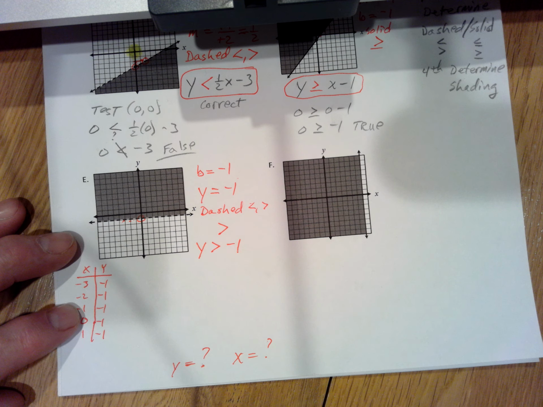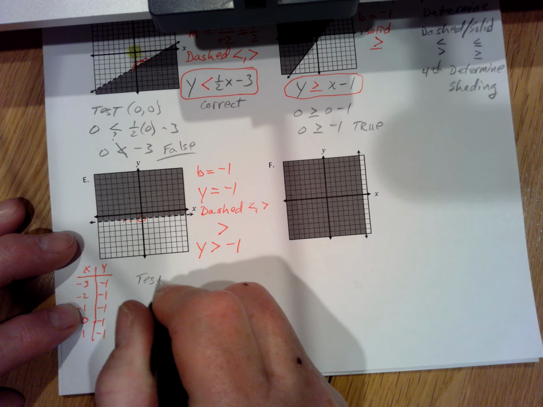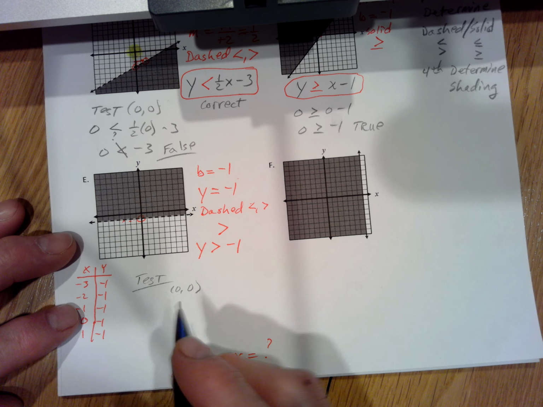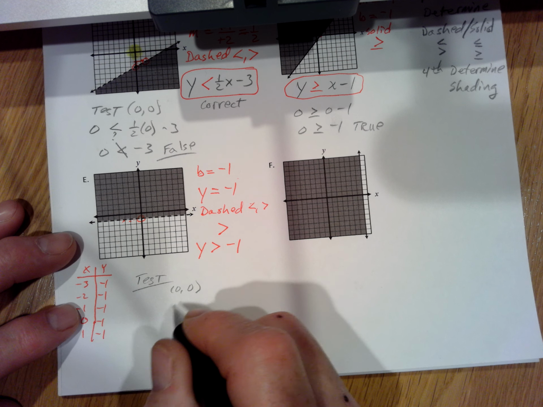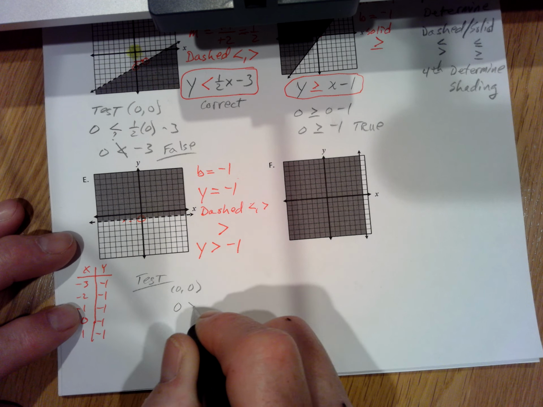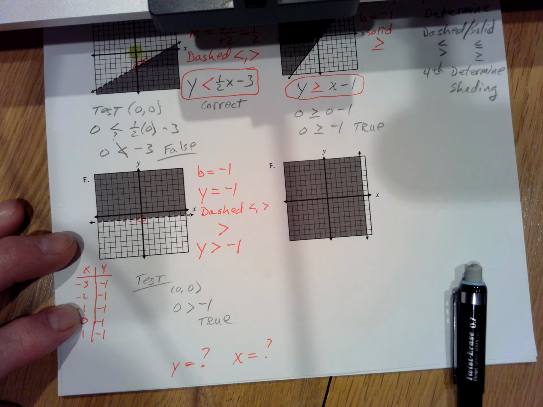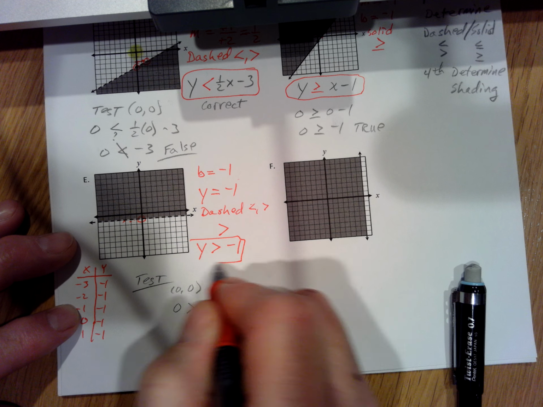Test. Okay, I'm going to use 0, 0. Well, there is no x to plug in, so I just plug in 0 for y, and I ask myself, is 0 greater than negative 1? That's true. Hey, guess what? That is our inequality right there. And it's dashed, so it's not equal to.